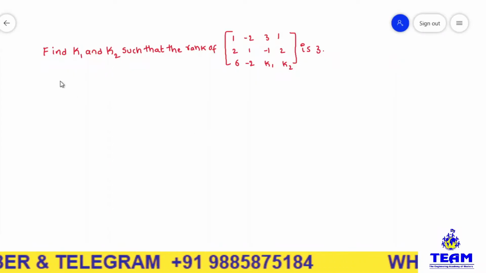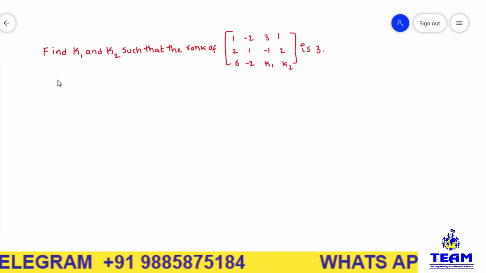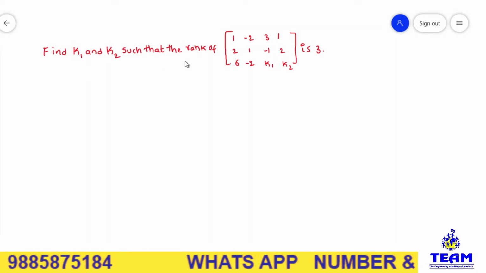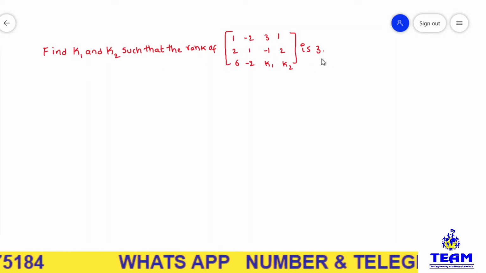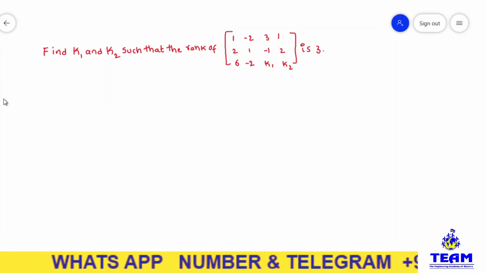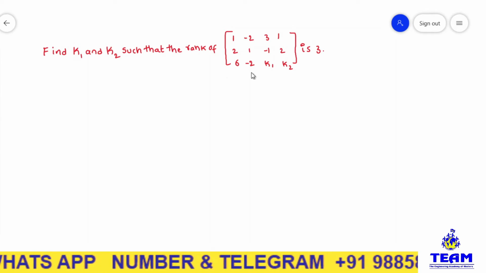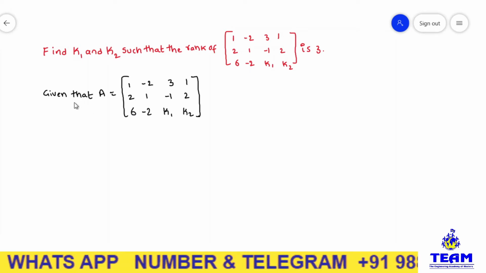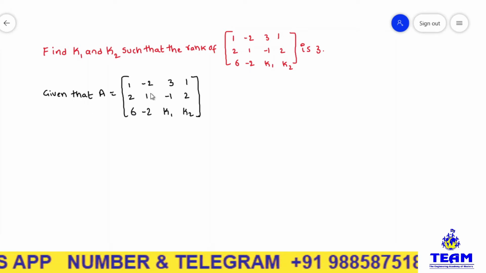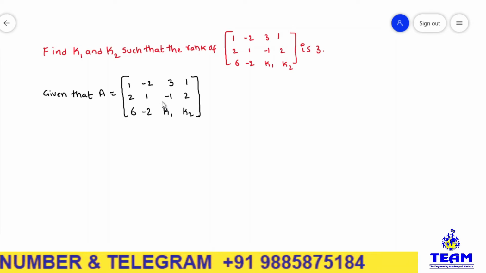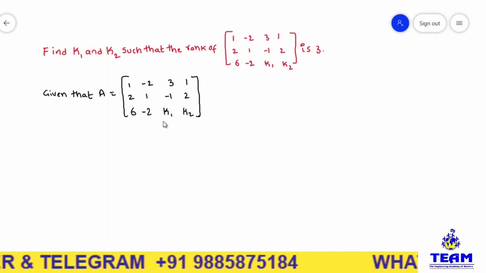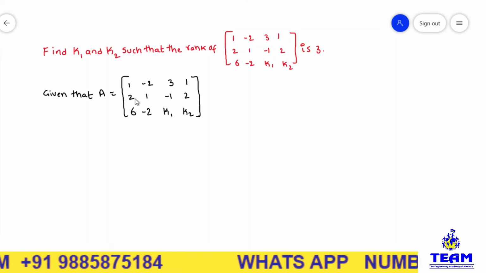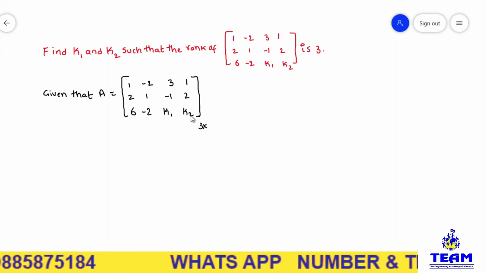Friends, in this video we are solving problems on matrices. The given problem is: find K1 and K2 such that the rank of the matrix is 3. Here you observe, the given matrix I am considering as matrix A. A is equal to [1, -2, 3, 1; 2, 1, -1, 2; 6, -2, K1, K2]. Here you observe the matrix A has 3 rows and 4 columns.